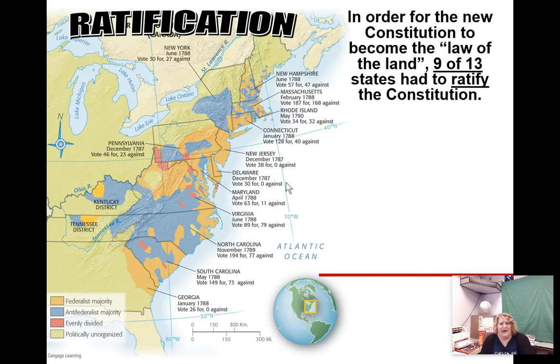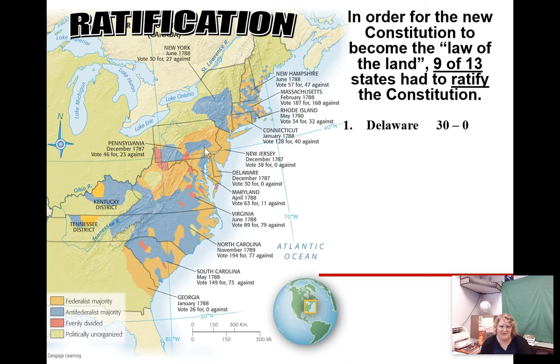So I mentioned this has to go out to the states, right? So the states have to decide, will the Constitution become the law of the land? And the states can do this in a couple of ways. They can either hold a special ratifying convention, or in some states, they use their state legislature as the ratifying convention, right? So they would use their Congress.